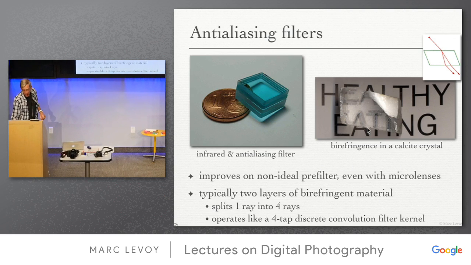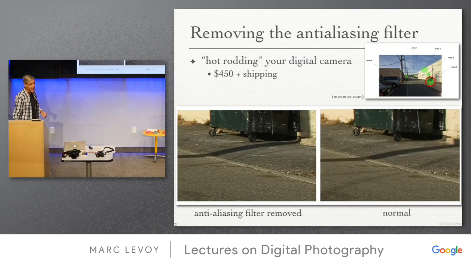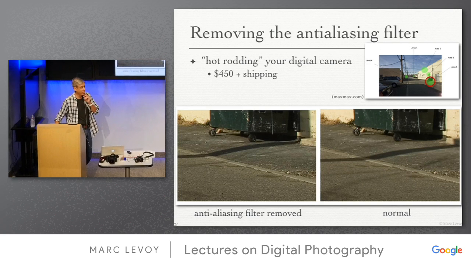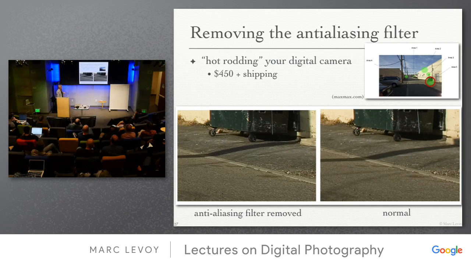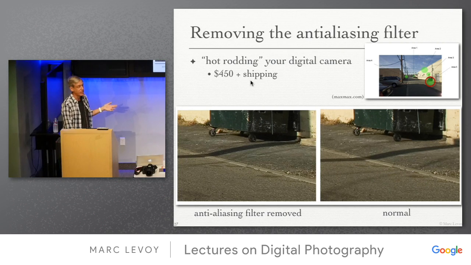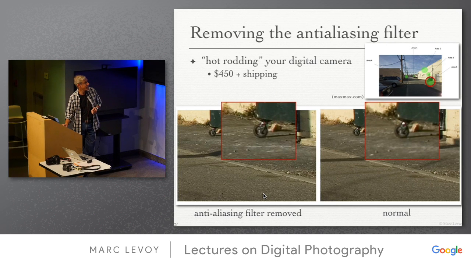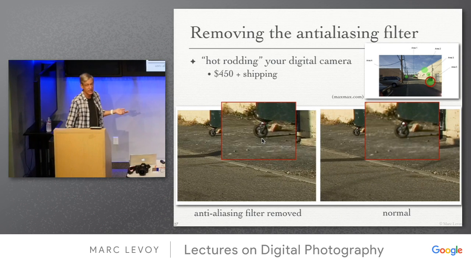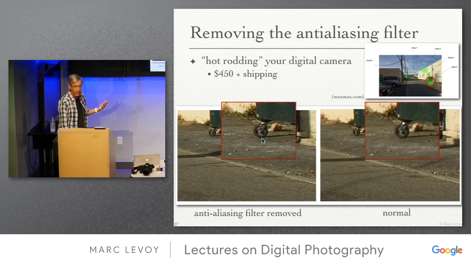And so cameras have these. You can remove them. We talked about that briefly in an earlier lecture. $450 plus shipping, probably has changed by now. Now you don't need to actually send your camera off because you can buy the higher end SLRs with or without an anti-aliasing filter. So look at the ground. It's a little bit softer here than it is here. I think I've got a blow up. You see it's a little bit softer here than it is when the anti-aliasing filter is removed. So you can improve sharpness by removing this anti-aliasing filter. But beware, you'll get aliasing.